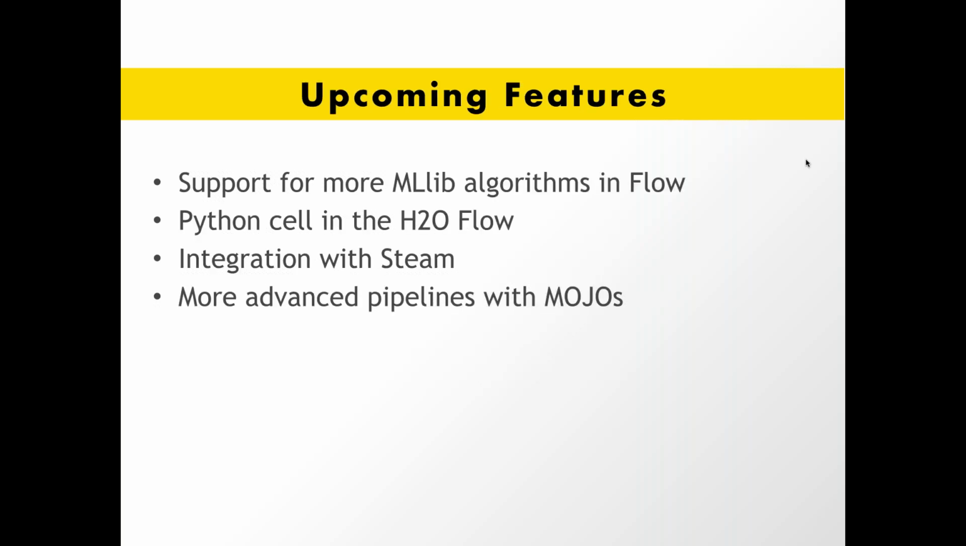For upcoming features, we would like to expose more algorithms in Flow. Maybe we would like to expose a Python cell in H2O Flow, so people can have both a Scala cell and a Python cell available. We are working on integration with Steam, and the biggest feature, I would say, is more advanced pipelines with MOJOs, basically exposing more algorithms inside Spark pipelines, for example k-means and H2O AutoML.